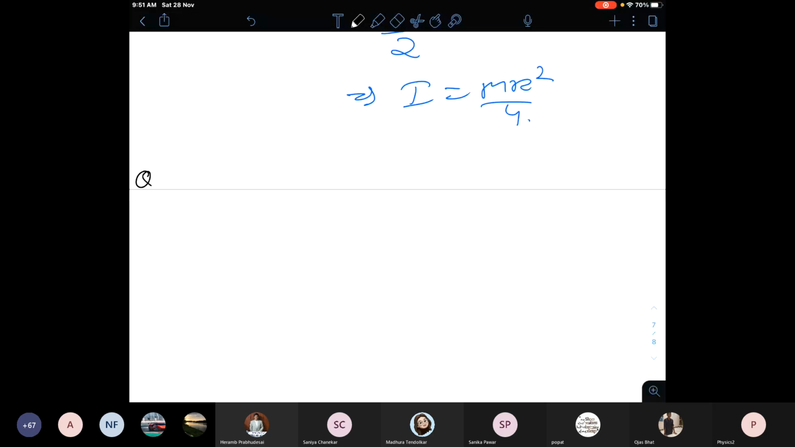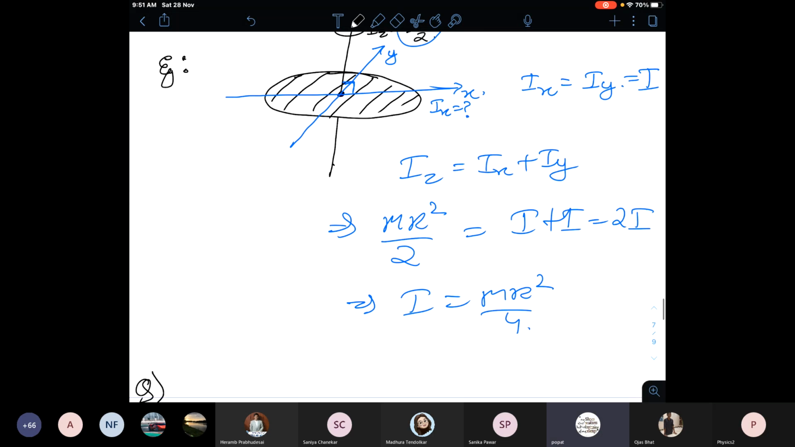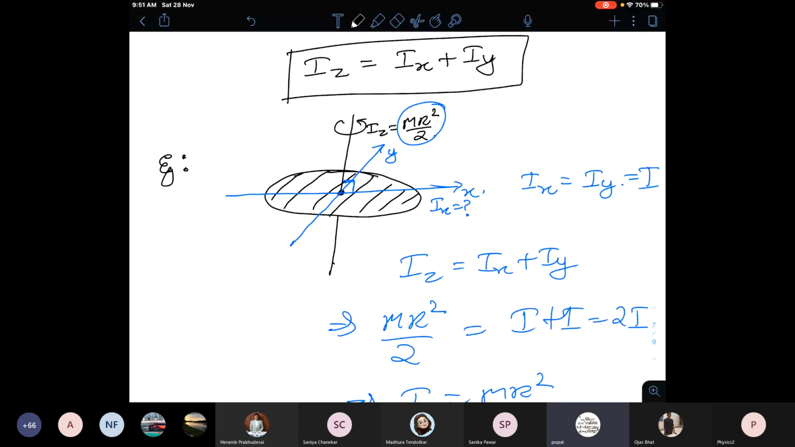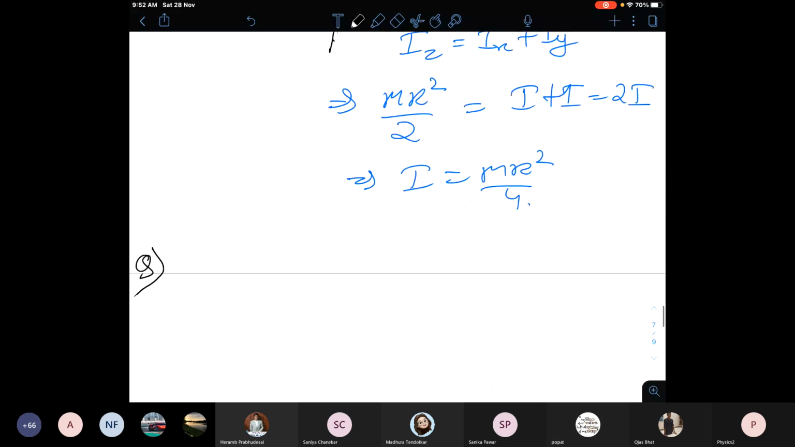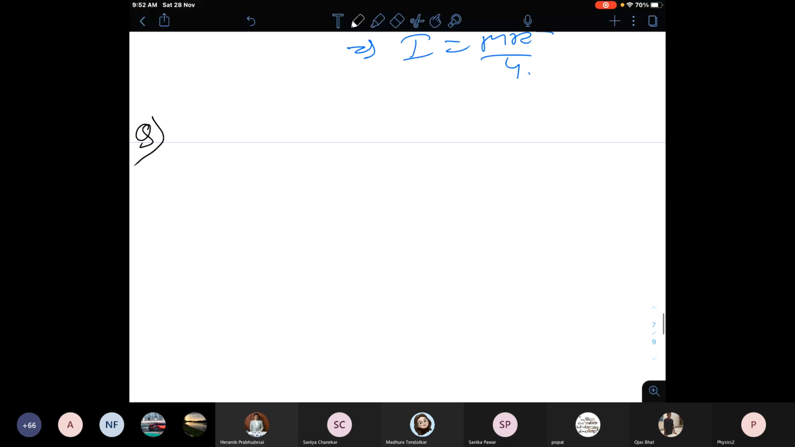So let's see a question which is basically purely based on the theorem of parallel axis. Can you show the previous diagram? Yeah, done, sir. Thank you.